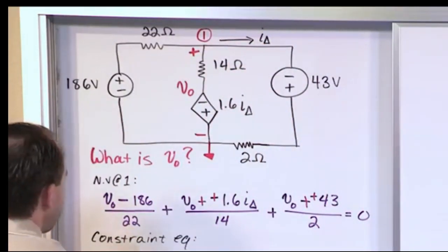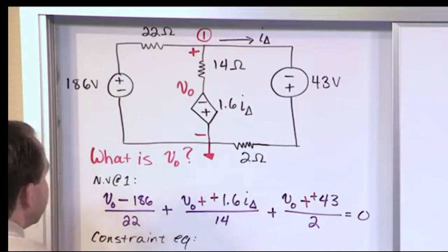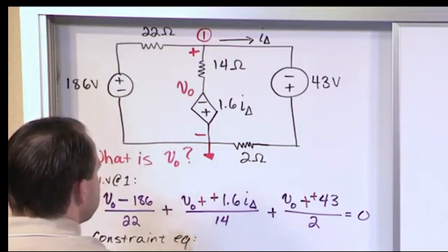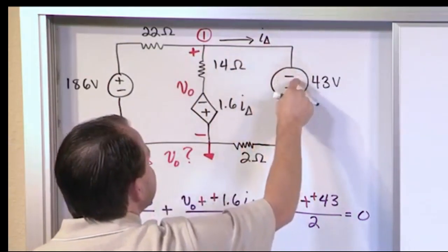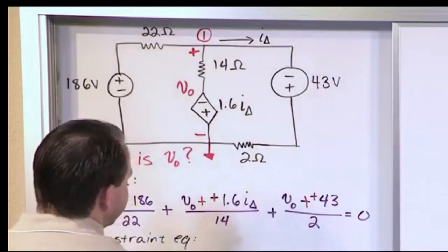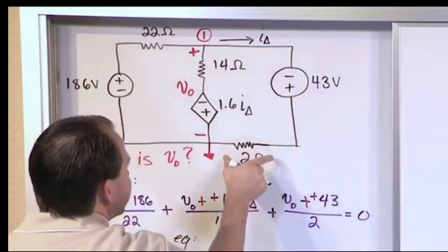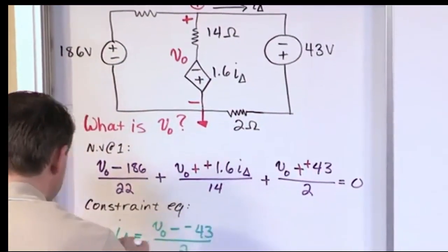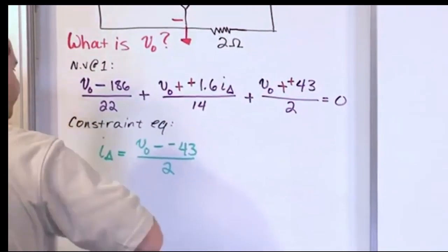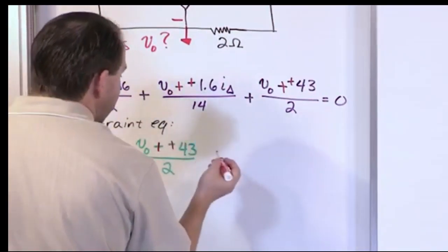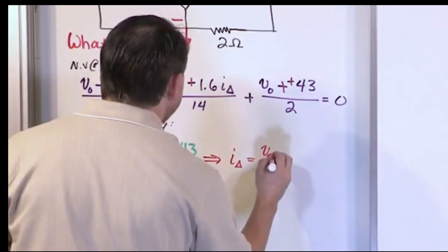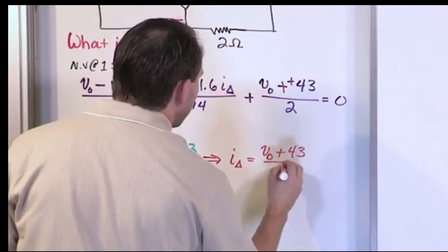The current I delta is equal to V naught, that's the node voltage, minus, as we go around, minus this voltage, but this voltage is flipped upside down, so it's negative. So it's negative 43. And then there's no more voltage. Divide by 2. Doesn't this look familiar? It looks kind of similar to what we wrote here, but that's okay. So the bottom line is that I delta is equal to V naught plus 43 over 2.